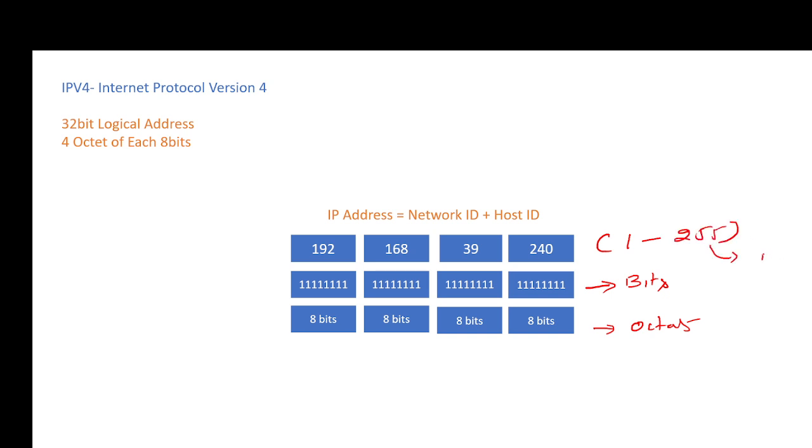255 is broadcasting, and we don't use that 255. We will only use up to 254, but you can write 255. If you mention 255, that is a broadcast address. Not to worry, that is also a valid IP, but it is the broadcast IP address. We will not give that IP address to any computers.